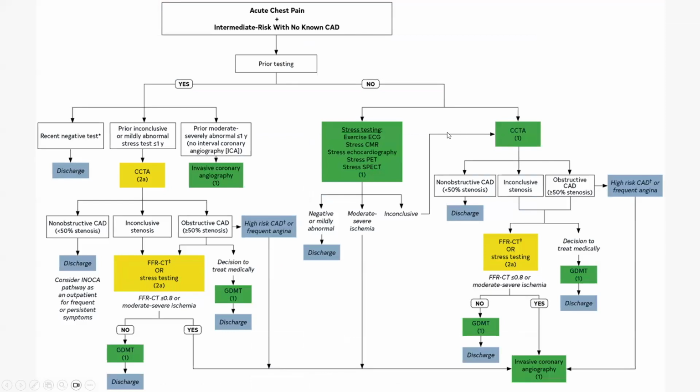All right, so these are the charts I like. This one is acute chest pain, intermediate risk, so that HEART score of 4 to 6, if you have no known CAD. I mean, you can really take this chart and go down it. So let me think of an example.